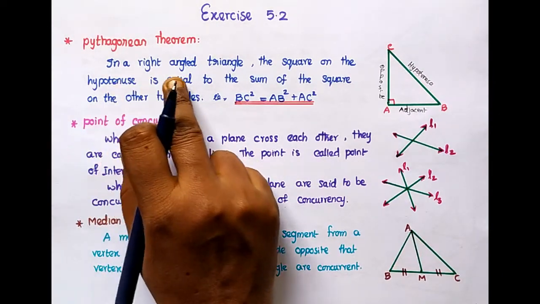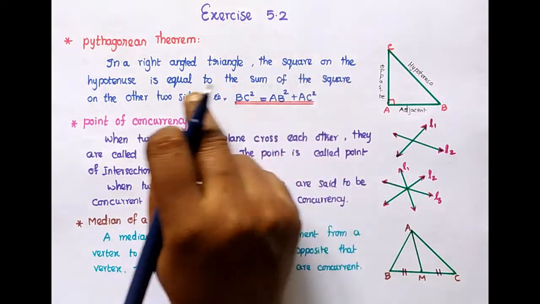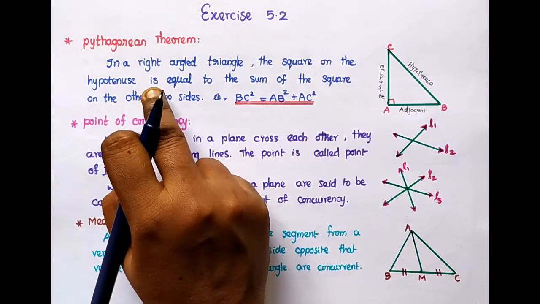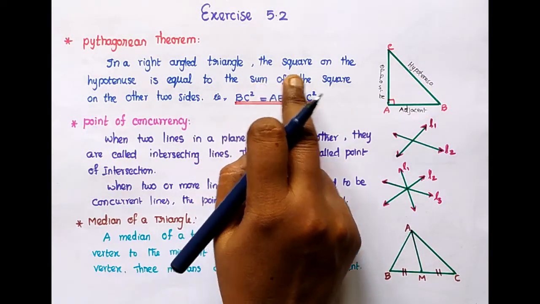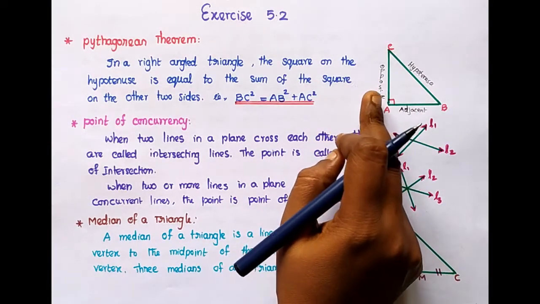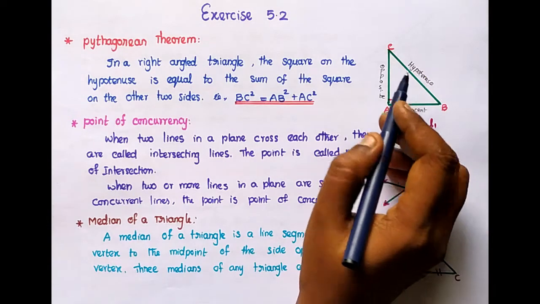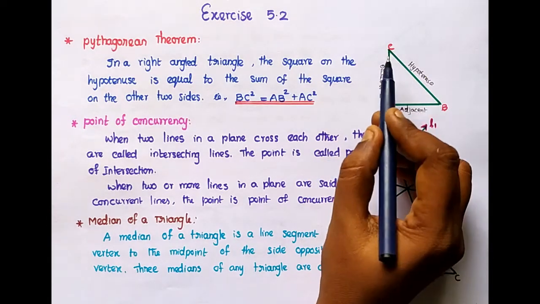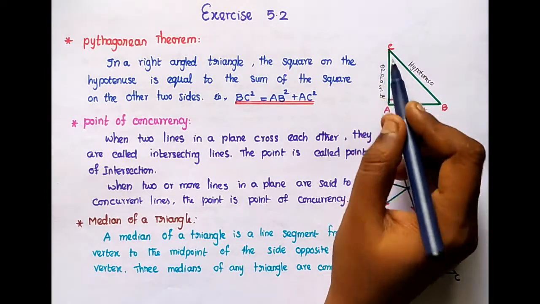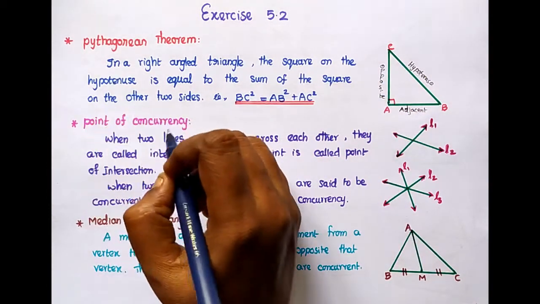So in a right angle triangle, the square on the hypotenuse BC is equal to the sum of the square on the other two sides. So BC square equals AB square plus AC square. That is the Pythagoras theorem.